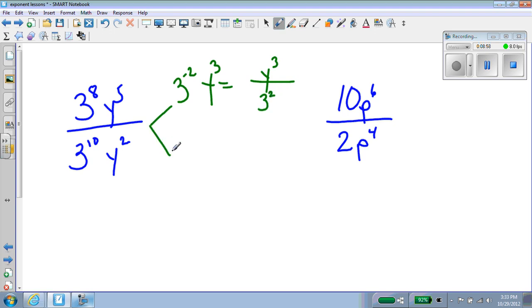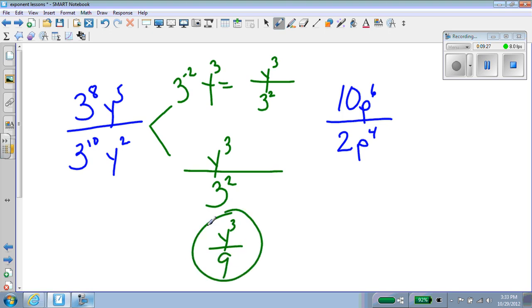Or I could use my canceling strategy. I have 8 factors of 3 on the top, 10 factors of 3 on the bottom. If I cancel as many as I can, I'll still have 2 factors of 3 on the bottom. I've got 5 factors of y on the top, 2 factors of y on the bottom. If I cancel as many as I can, I will have 3 factors of y on the top. And if I'm really good, I will acknowledge that I know 3 to the second power and call my answer y to the third over 9.